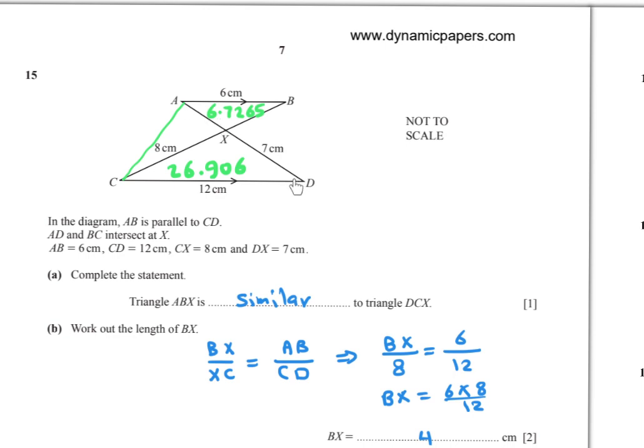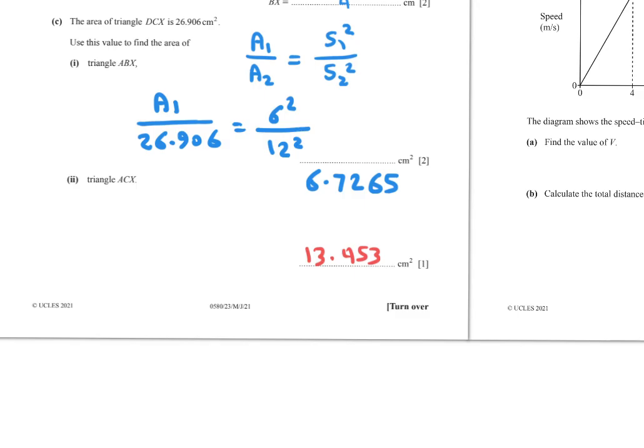So they have the same height, since they have a common vertex, and the base is half the base. Area of a triangle is half times base times height. So this base equals half that one, and the area of this triangle is half the area of that one. So divide the area of triangle DCX by 2 to find the area of triangle ACX. So the area of triangle ACX is what now? Divide. 13.453. So the area for this triangle is 13.453.